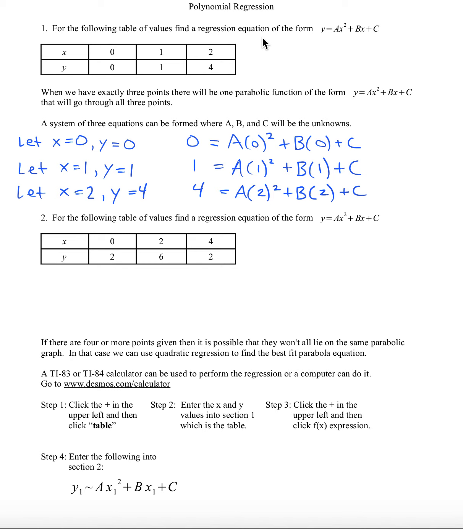So now that we know through algebra that A is 1, B is 0, and C is 0, we can now find the best fit parabola. It's y equals 1x squared plus 0x plus 0. Or in other words, y equals x squared.